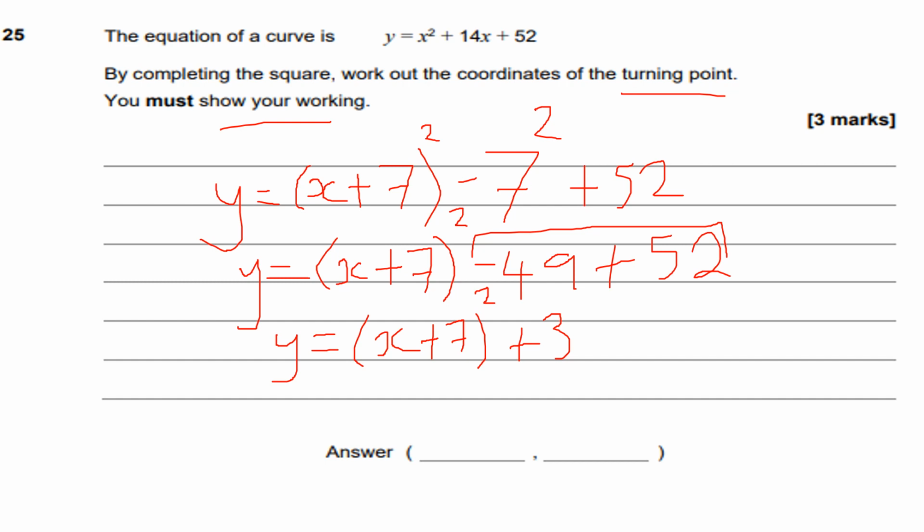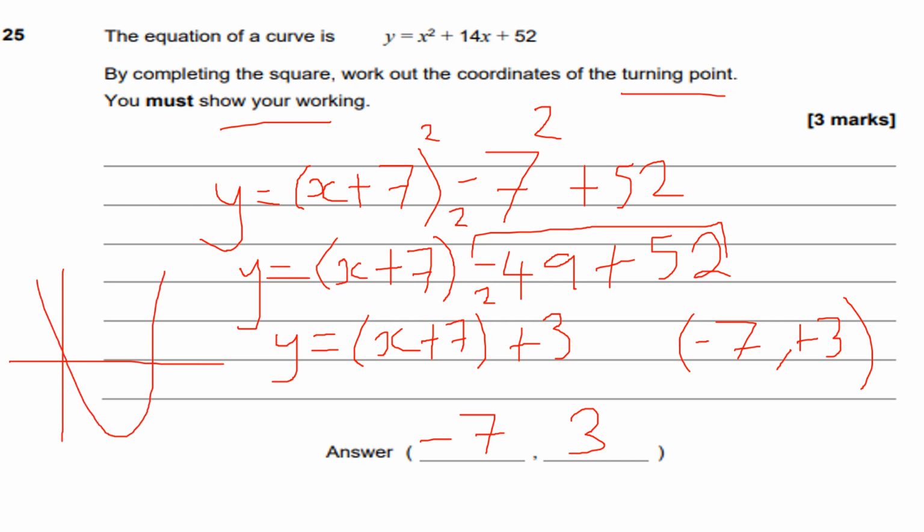So that means my coordinates are as follows. It's going to be minus 7 for the x coordinate, and the y coordinate is going to be positive 3, or just 3. So your answer is negative 7 and 3. Minus 7, 3 is my coordinates of the turning point. The turning point just means the minimum point, the point at which the graph is at its lowest point in this case.